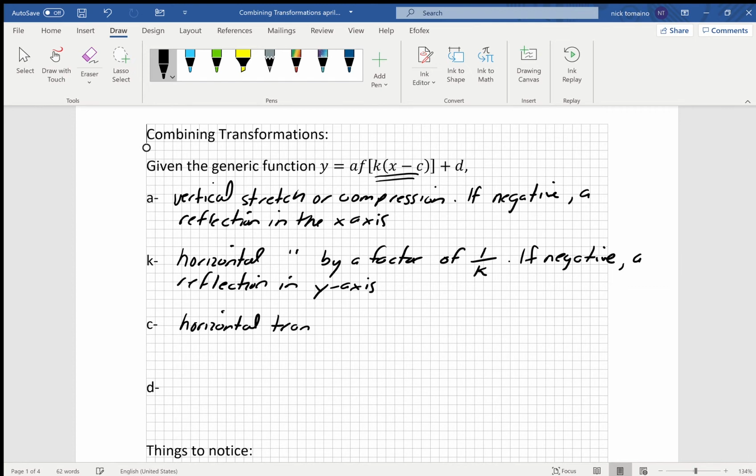Okay, and now for the c, again, this is a horizontal translation. Okay, fancy word for shift. And d is a vertical translation.